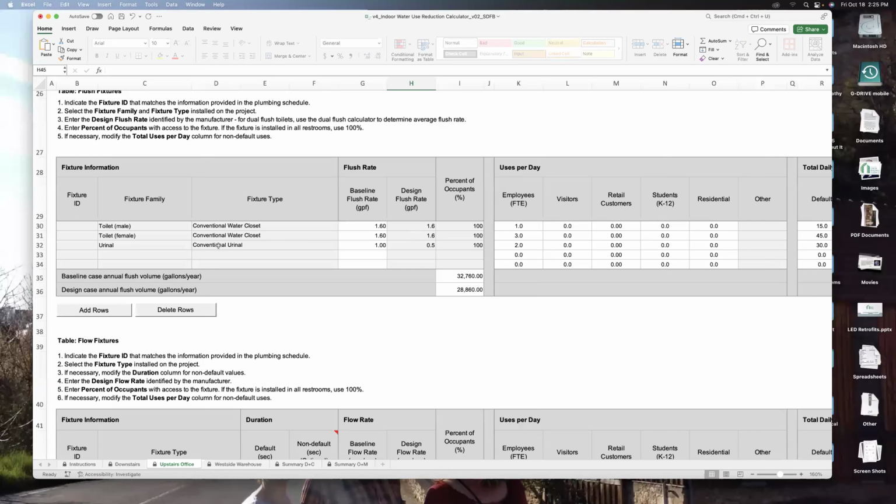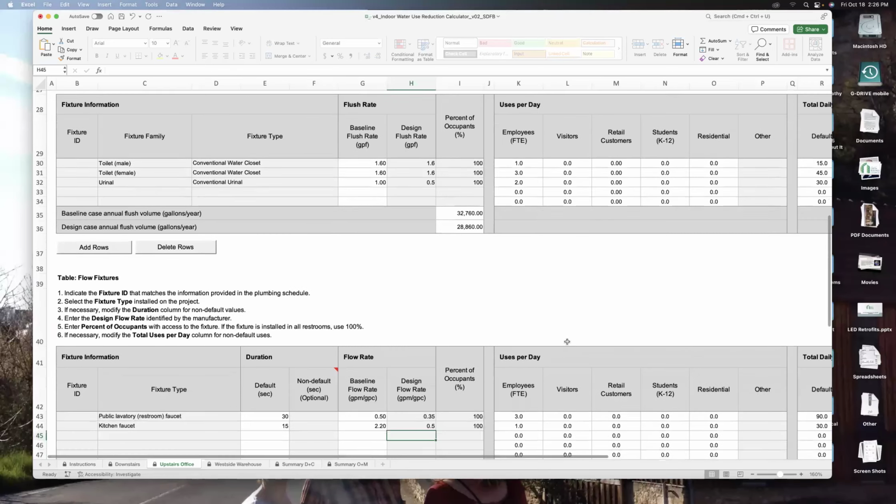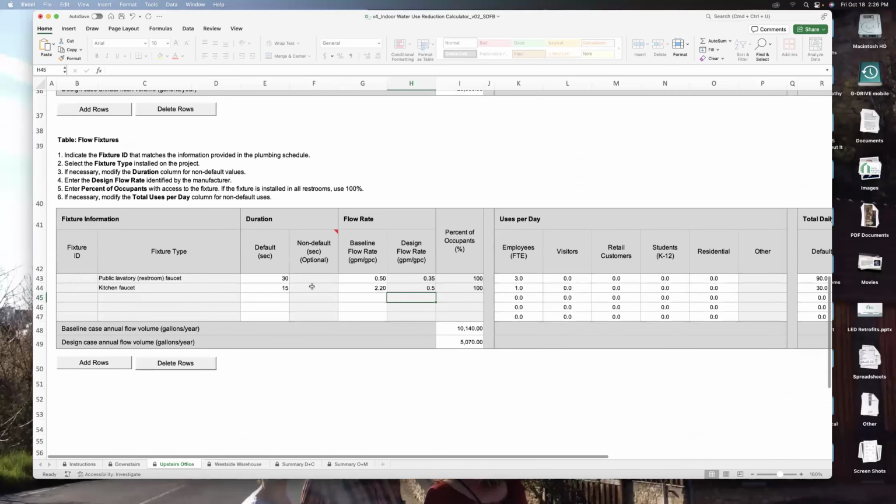And where we gained water points was that they allow for 1.0 gallons per flush, and the actual in the building was 0.5. So this is where the water savings came in, in this particular case, from our half gallon urinals. The baseline is 32,000 gallons per year, and the design case is 28,000. So that's the calculation: you put in your fixtures, and hopefully you're meeting the baseline, or if not, doing more.